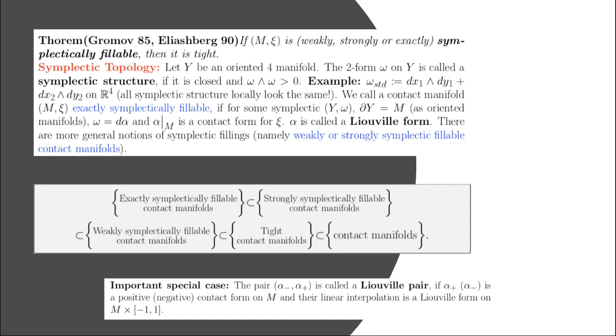One way to establish this tightness property is to relate the contact manifold to some four-dimensional symplectic geometry. That's thanks to theorems by Gromov and Eliashberg, saying that if a contact manifold is symplectically fillable, then it is tight. So a few words about symplectic geometry.